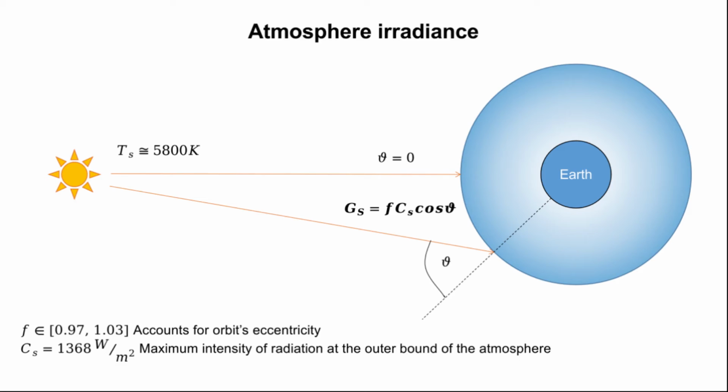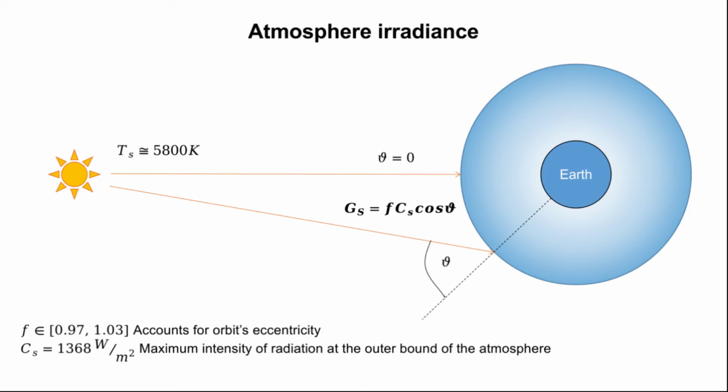To conclude this course, let's take a quick look at atmospheric radiation. And let's start from atmosphere irradiance. So far we have assumed for the Sun to behave like a black body with a surface temperature of 5800 kelvins. The radiation coming from the Sun travels a very long distance before reaching the Earth's atmosphere, and when it reaches it, the incoming radiation has an intensity of 1368 watts per square meter.